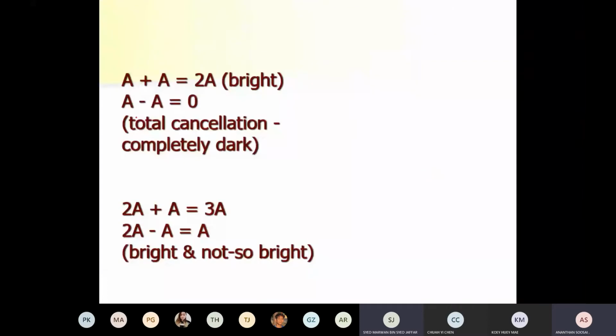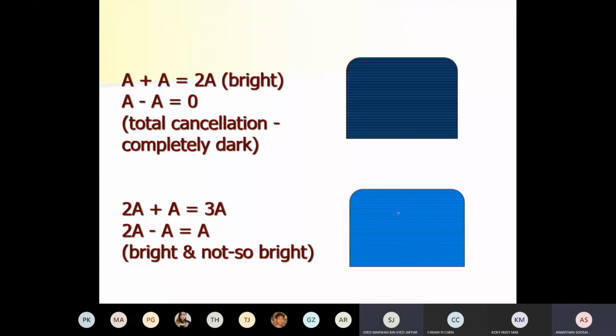Okay, if the two sources have the same amplitude, the bright becomes 2A, and the dark becomes 0. Perfect cancellation. Okay, so you get it like this. The second case is where one source is 2A and another source is A.